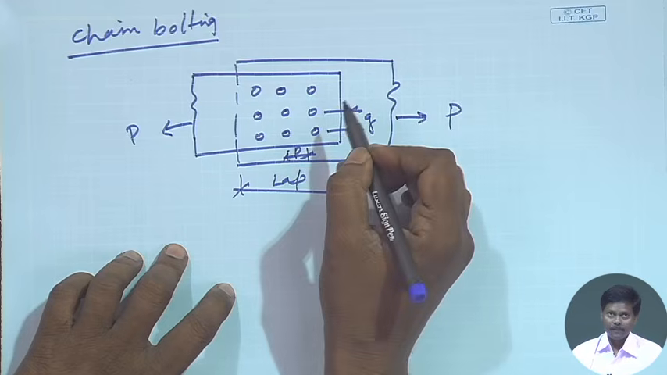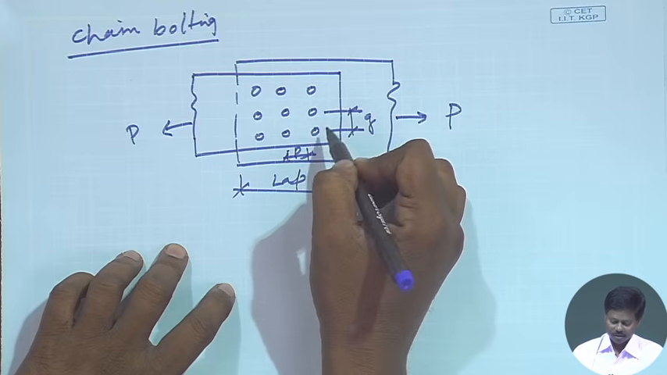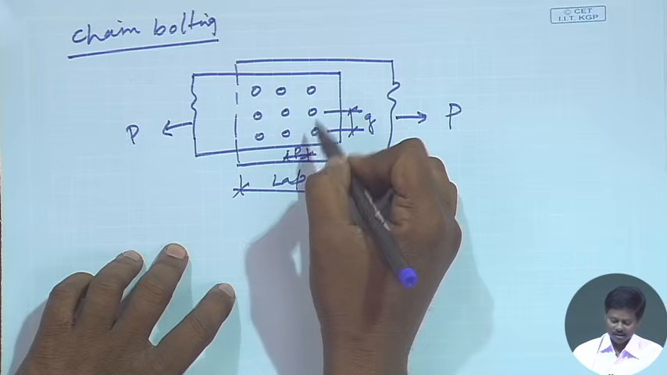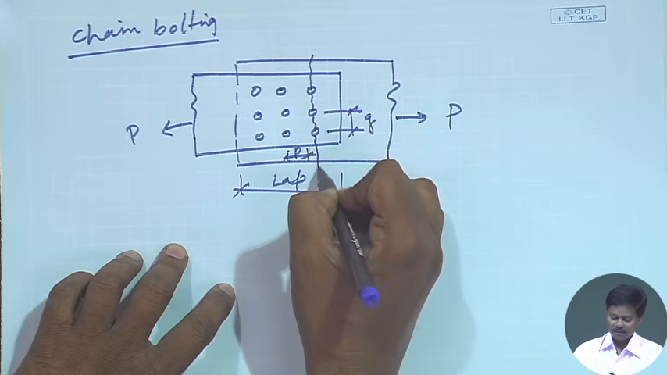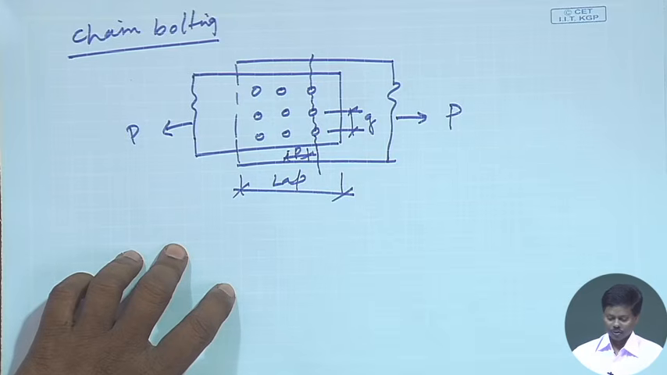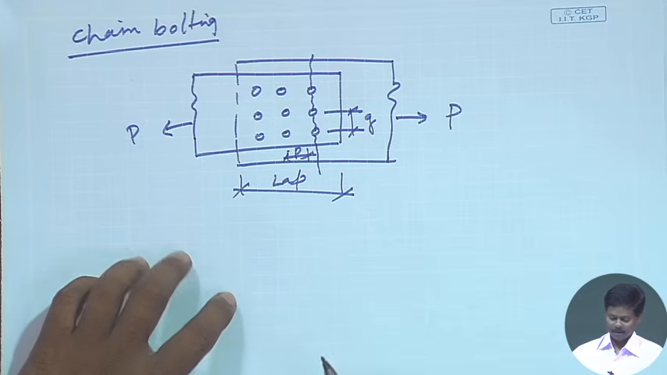Now, here you see in case of chain bolting, I will discuss later in detail that it can fail in this way. Tearing failure may happen in the plate in this way. So, in case of chain bolting it may happen.